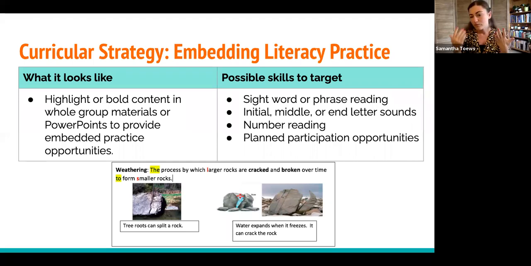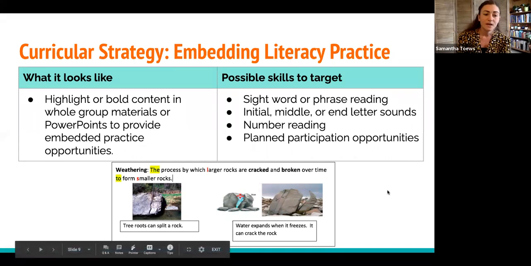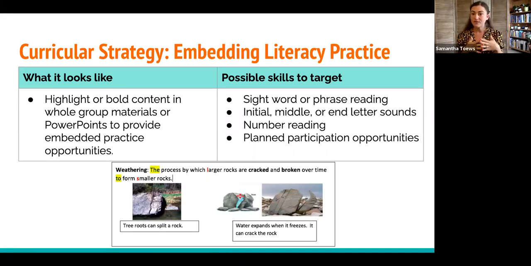So these are strategies to plan participation into your whole group instruction, or even small group instruction or peer work. And you can think about how you might use this in math too. It could be for reading numbers, or for a student knowing what problem they need to complete on their own. These are also great strategies to explain to parents, so that parents know, oh okay, when this yellow word comes up, I'm going to ask my son or daughter to read this or to engage with this content specifically. So possible skills to target with this strategy are pre-planned sight word or phrase reading, initial, middle, or end letter sounds, number reading, and again, planned participation opportunities.